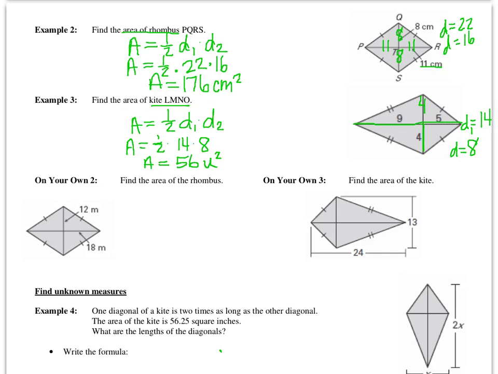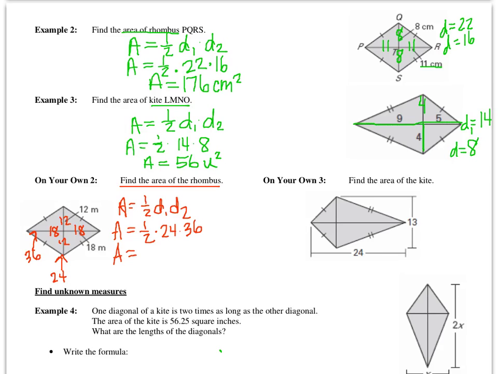Okay, for these next two problems, it says find the area of the rhombus. We're going to do area equals 1/2 d1 times d2. And if I know this side is 18, this is also 18. And if this is 12, down here is also 12. So this diagonal, 12 plus 12 is 24. And this other diagonal, 18 plus 18, that's going to be 36. It's going to be half times 24 times 36. So my area equals 432. My units are meters squared.